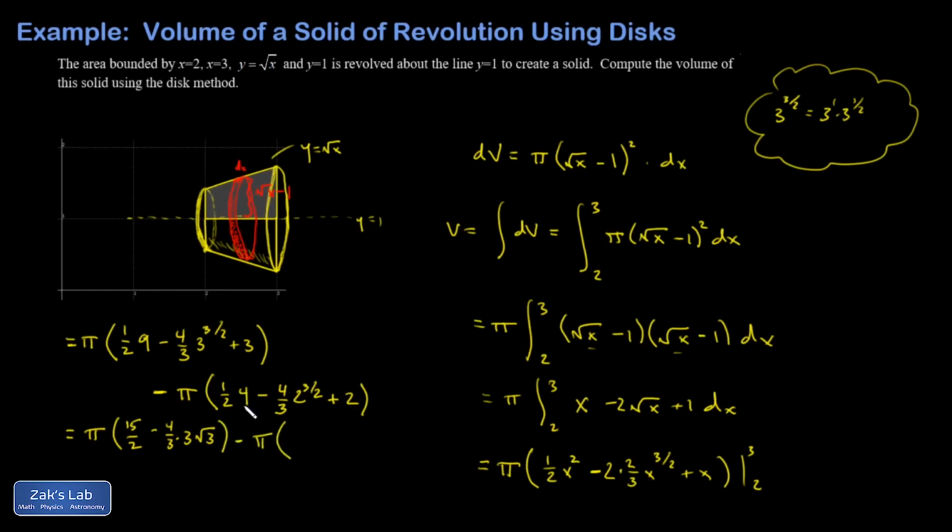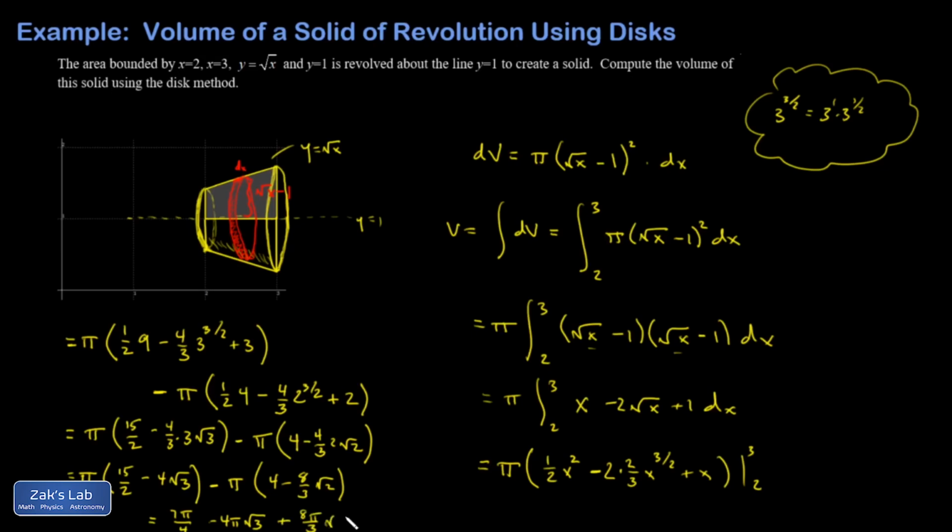The next term, I have a 2 out here. 1/2 of 4 plus another 2 gives me 4 total. And then I'll do the same thing with the 3/2 power, 2 to the 3 halves. So that's 2 times 2 to the 1 half, so 2 root 2. So I've got 15 halves pi, and then negative 8 halves pi. So 15 minus 8 gives me 7 halves pi, or 7 pi over 4. And then my root 3 term is going to be minus 4 pi root 3. And then my root 2 term is going to be plus 8 pi over 3 root 2.